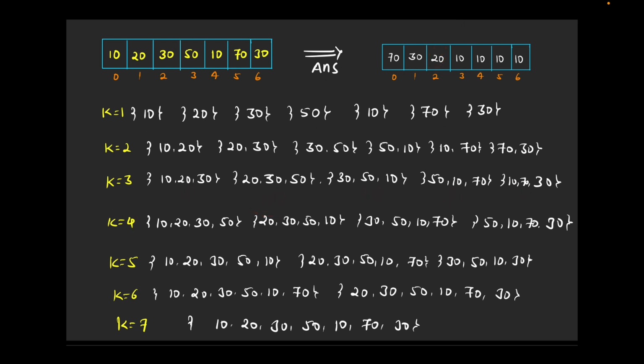Subarray of size 4. Which one is the minimum? So everywhere the minimum is 10. So I wrote 10. Subarray of size 5. Which one is the minimum? 10, 10, 10. And out of which one is the maximum? Of course, 10 is the maximum.